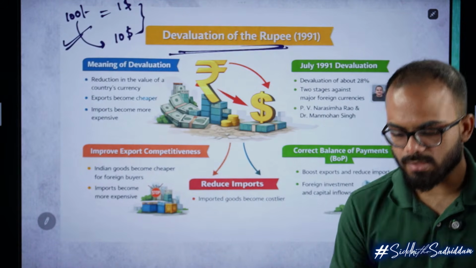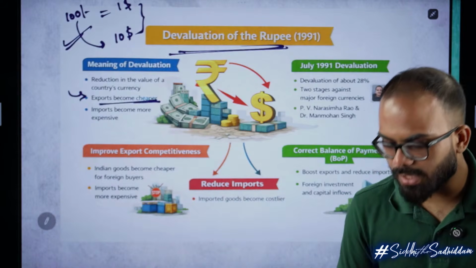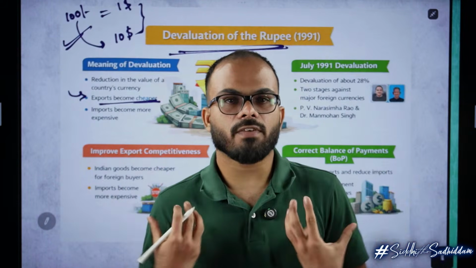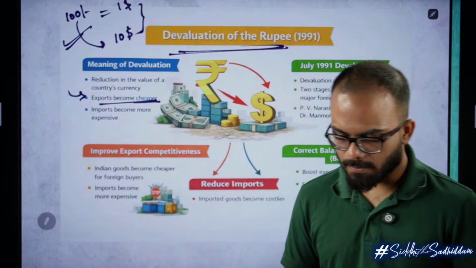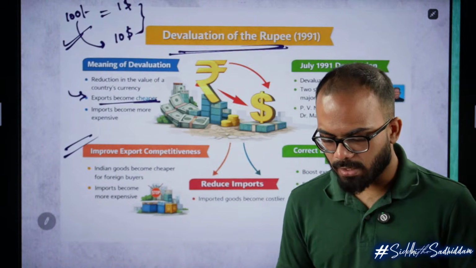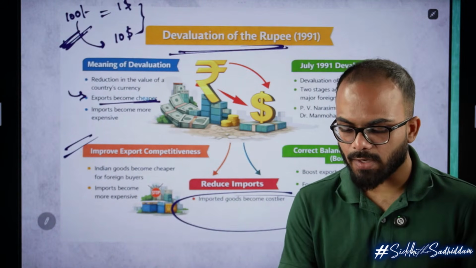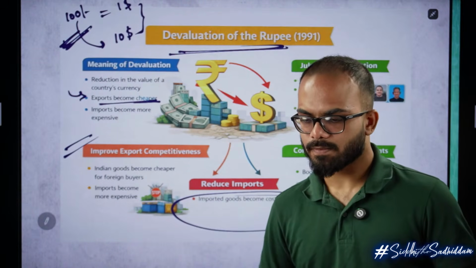And when this was done, the first advantage for India was that India's exports became cheaper. So now we could export more, we were competitive, so we were able to make more money. That was the first thing that was done. We also had to reduce our imports, because obviously when you start devaluating the rupee, your imports would become slightly costlier, right?